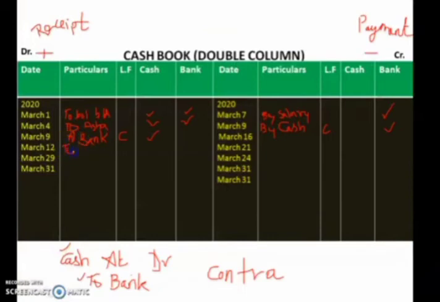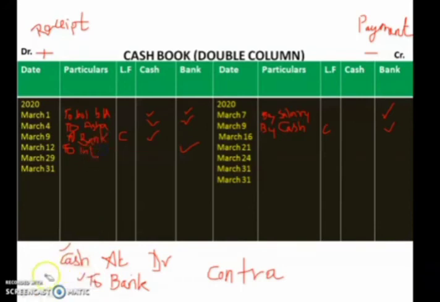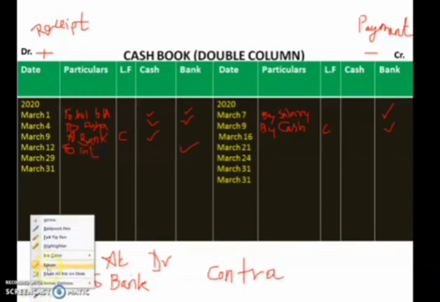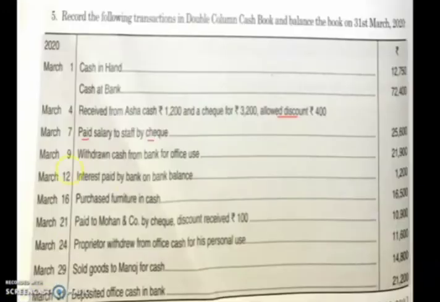So here you have to write to interest. Okay, and because it is through bank that we have received this interest, you have to write the amount in the bank column. Okay, so this is how you have to make the entry for bank. Now next transaction is March 16th, purchase furniture. Purchase means what? When you purchase something, you have to spend the cash. So there is payment of cash.